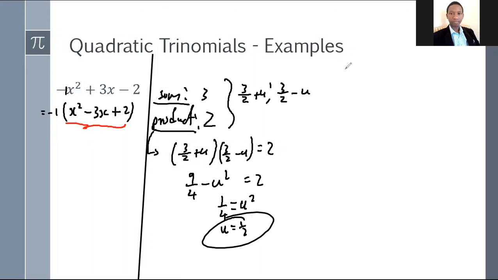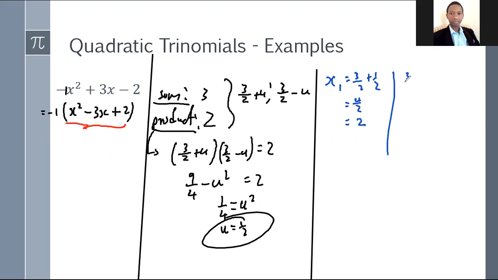So my solutions are going to be as follows, and I can use a different pen just to know that I'm on the solution step now. My first solution will be 3 over 2 plus 1 over 2. And I can see that this is 4 over 2, and that's a 2. The second solution will be, I'll call this x2, 3 over 2 minus a half. And I can see that's 2 over 2, and that's just a 1.